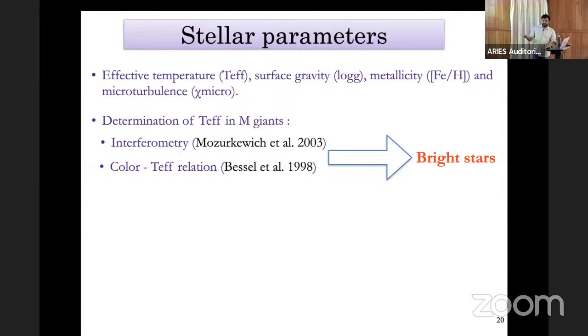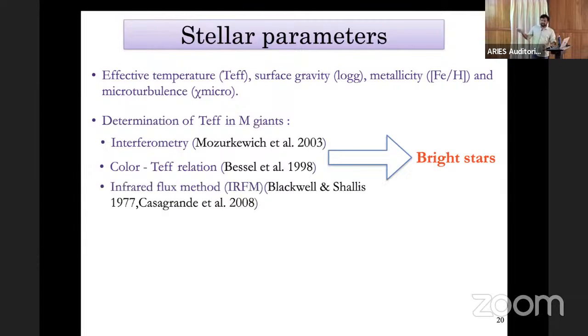And the stars that we are looking at are the inner Milky Way stars, so these are very far away and not bright enough. And then there is the photometric method called the infrared flux method, which requires accurate values of reddening estimates. Uncertainties in reddening estimates can lead to very large errors and uncertainties in the temperature as well.